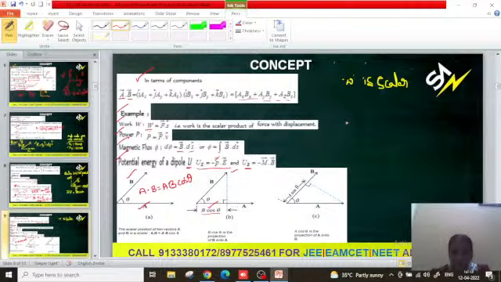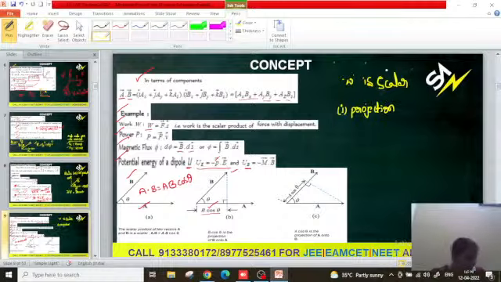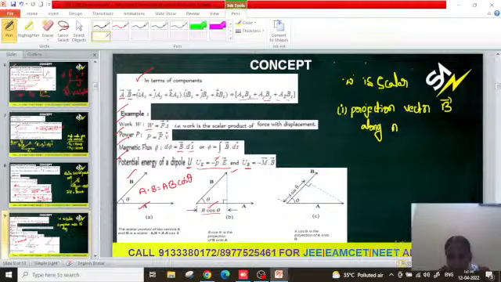So if they are asking to find, I can add this important point also, the projection of vector B along A bar, it means you need to find B cos theta.